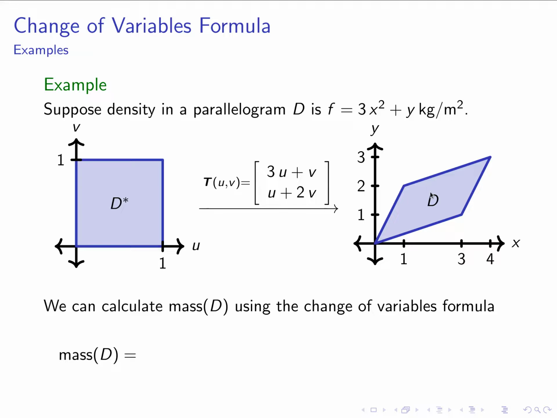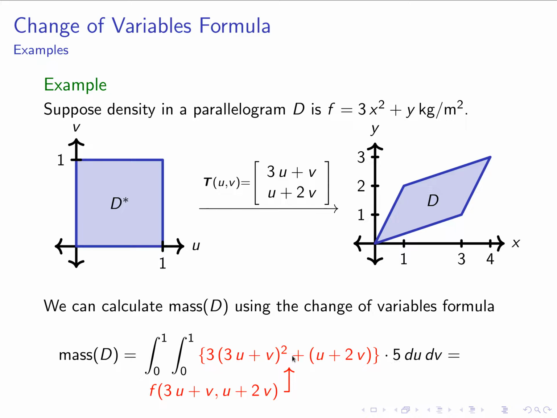Instead of integrating over the region D that we're interested in, let's integrate over D star, which has a nicer description. So now, instead of doing 3 iterated integrals, we only need 1. Here, the u's and v's are both ranging between 0 and 1. The function we're studying is 3 times x squared plus y, but now we're replacing x by 3u plus v, and we're replacing y by u plus 2v. We also need to account for the Jacobian determinant, which ends up being 5 in this case.